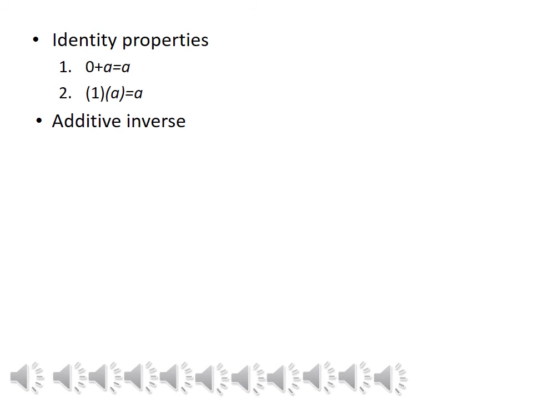Next, we have the additive inverse, which states that negative a plus a is equal to 0. So a and negative a are opposites, and if you add them together, they cancel out.